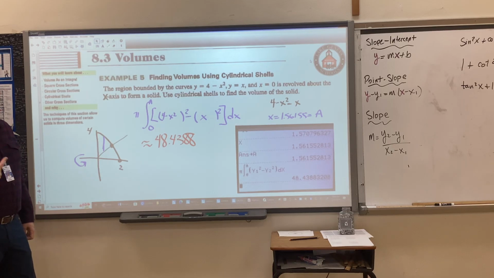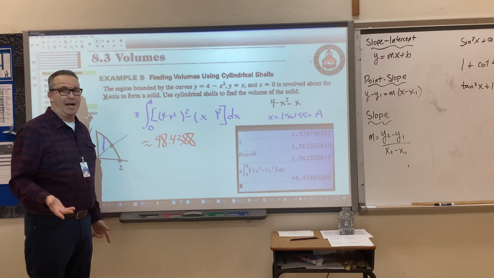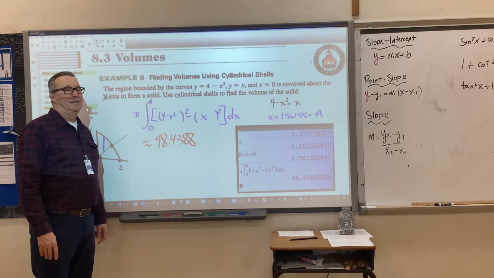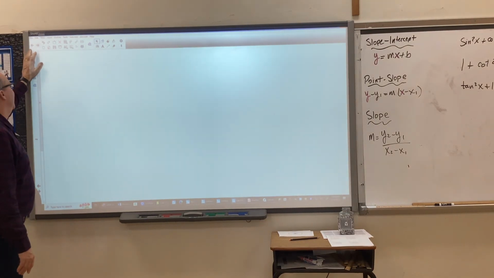You guys see how this relates to, like on that quiz where you had to find the area of R? So we'll find the area of R and then we'll revolve R around an axis of revolution. Or something else. I'll teach you later.